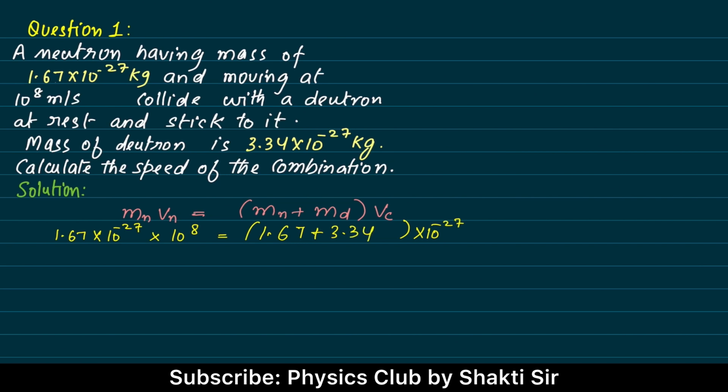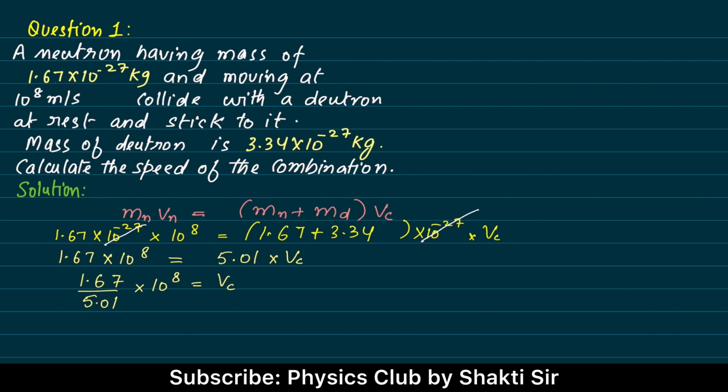So the next step is 1.67 into 10 raised to power 8 is equal to, once you add these, you will get 5.01 multiplied by Vc. So in simple calculation, 1.67 divided by 5.01 into 10 raised to power 8 is nothing but Vc. So our final answer will be 0.33 into 10 raised to power 8 meter per second, which is the common velocity. So this is our final answer of this numerical.